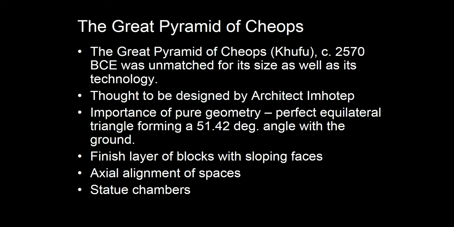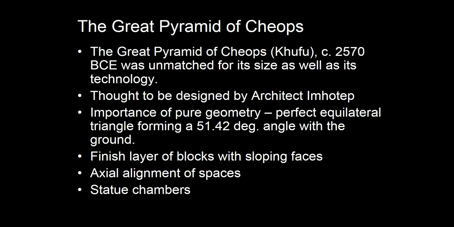It's thought to be designed by the architect Imhotep. Imhotep is the first architect in recorded history, okay? He was also a priest in addition to being the architect. He was very keen on pure geometry, and the angle of the sides of the Pyramid of Cheops are about 51.42 degrees from the ground. And they're very precisely constructed.